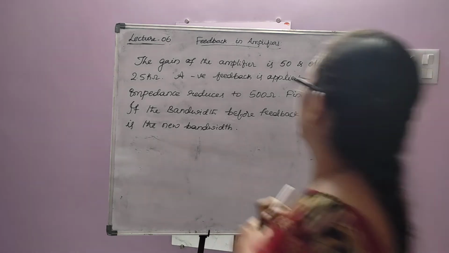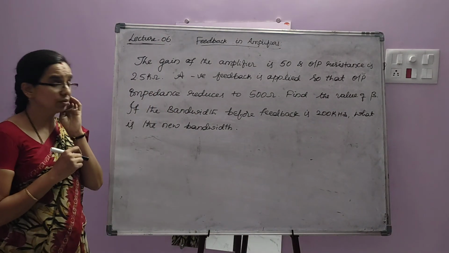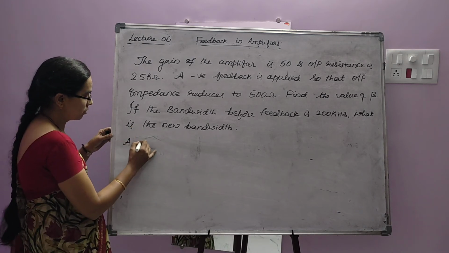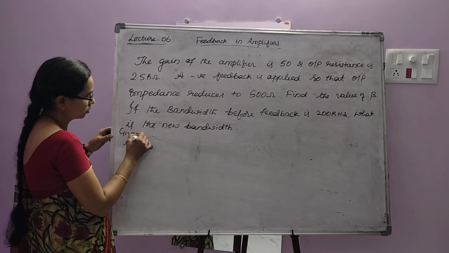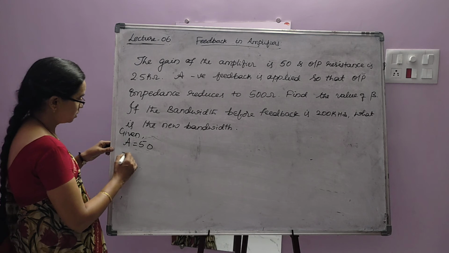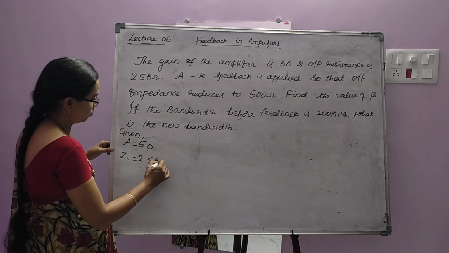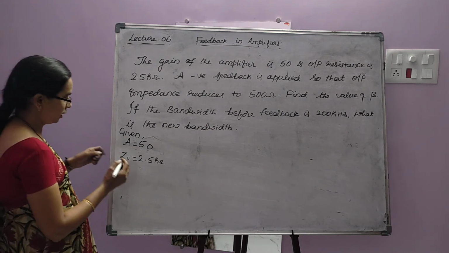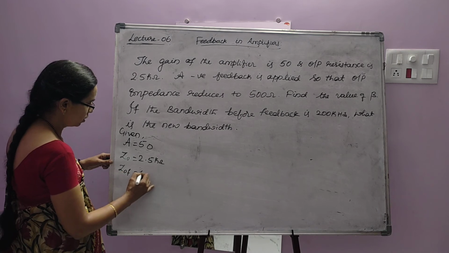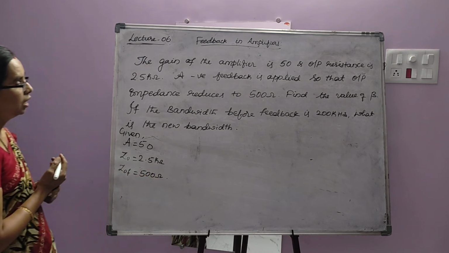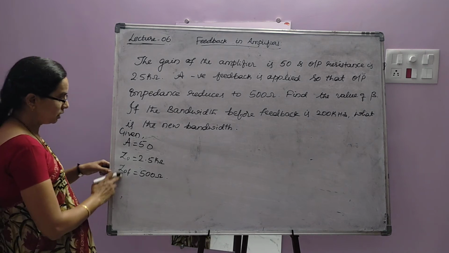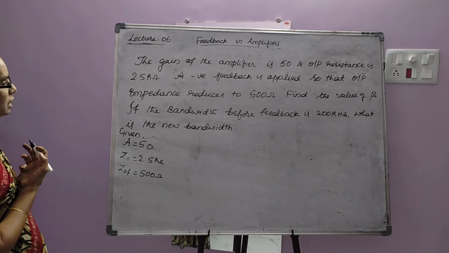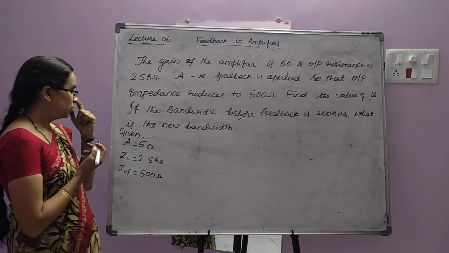Okay. The next problem is on bandwidth as well as output impedance. The gain of the amplifier is 50, that is, A is given 50. Output resistance, that is Z0, is equal to 2.5 kilo ohm. A negative feedback is applied so that output impedance reduces to 500 ohm. So Z0F is 500 ohm. Find the value of beta by using these two impedances along with A. If the bandwidth before feedback is 200 kilohertz, then what is the new bandwidth?